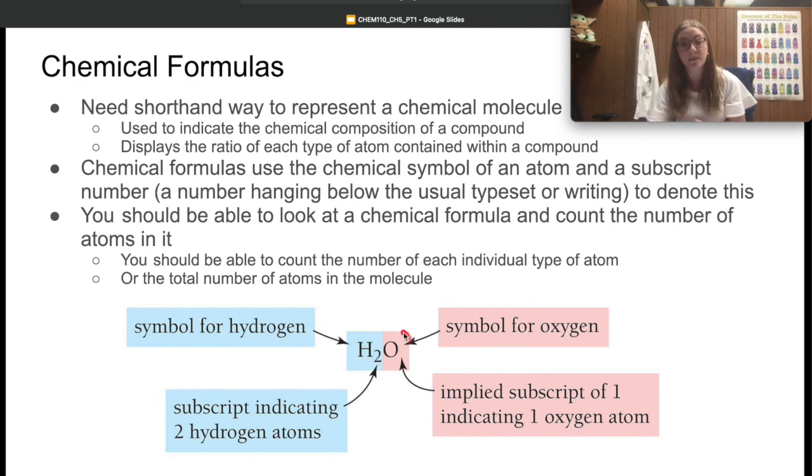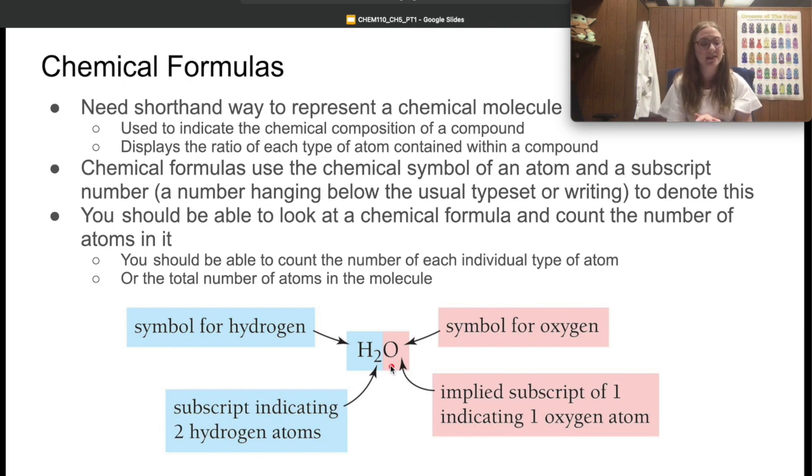Here, again, this chemical formula is telling us that we have 2 hydrogen atoms. And then if we look over here, we see that that oxygen does not have anything written after it. It doesn't have one of those little number subscripts. So what do we do with that oxygen? Well, what's happening here is that we have an implied subscript of 1.